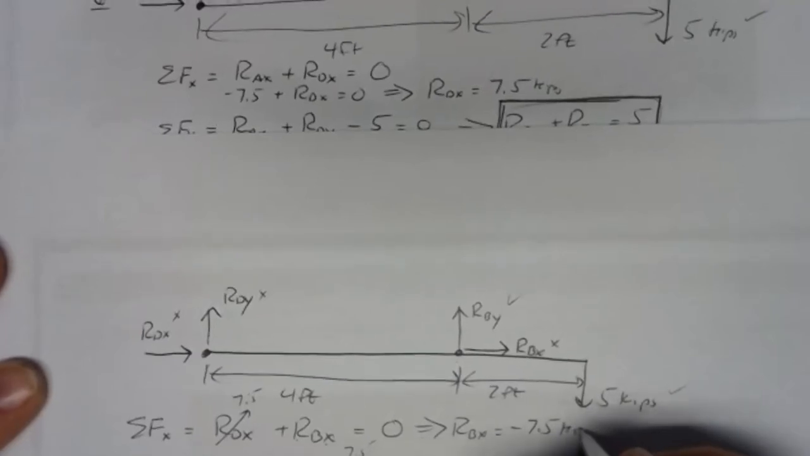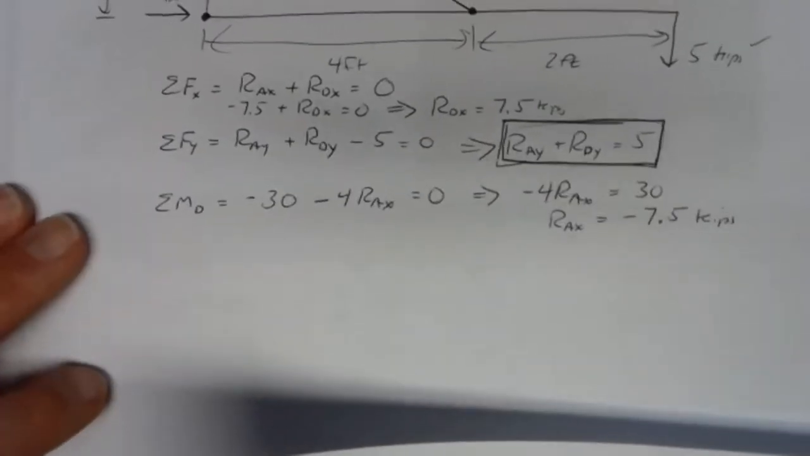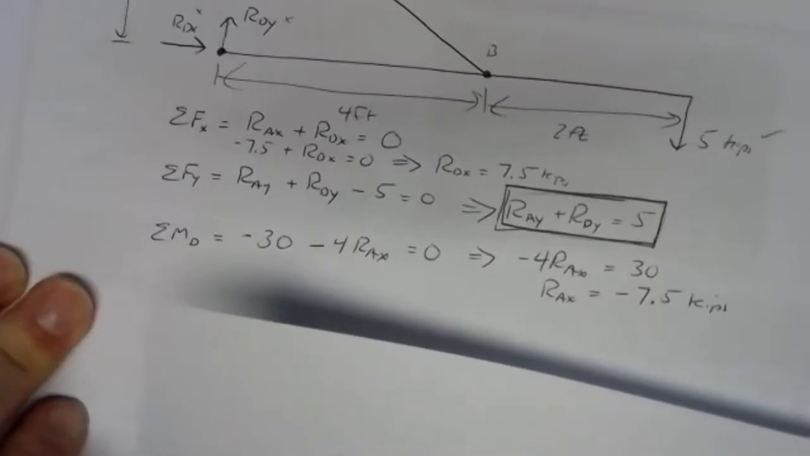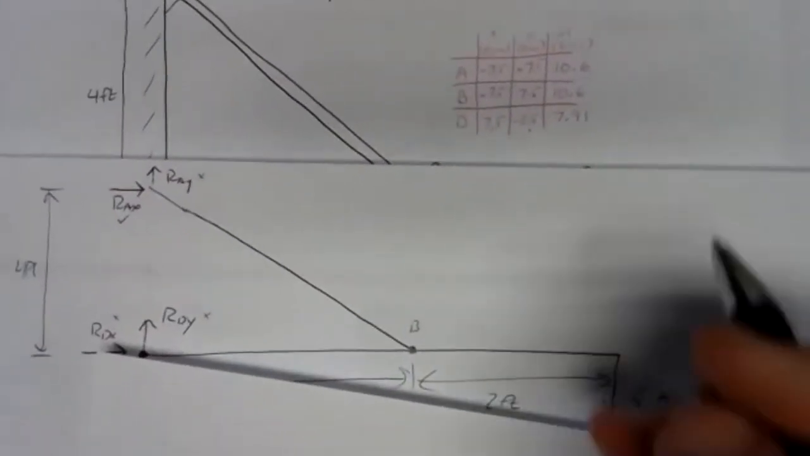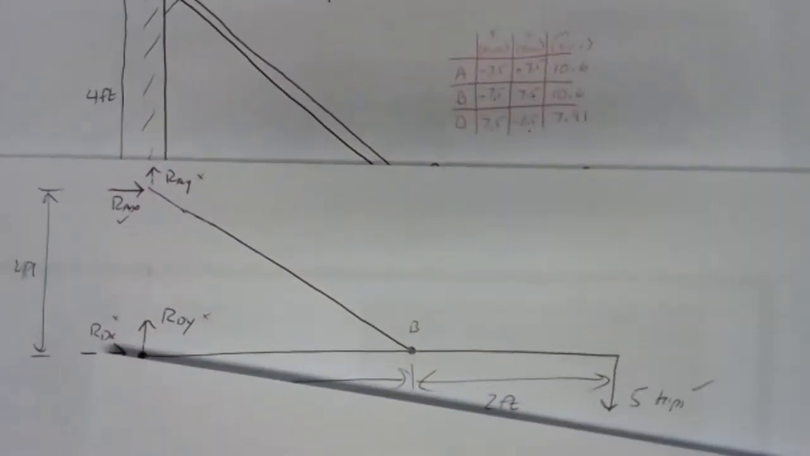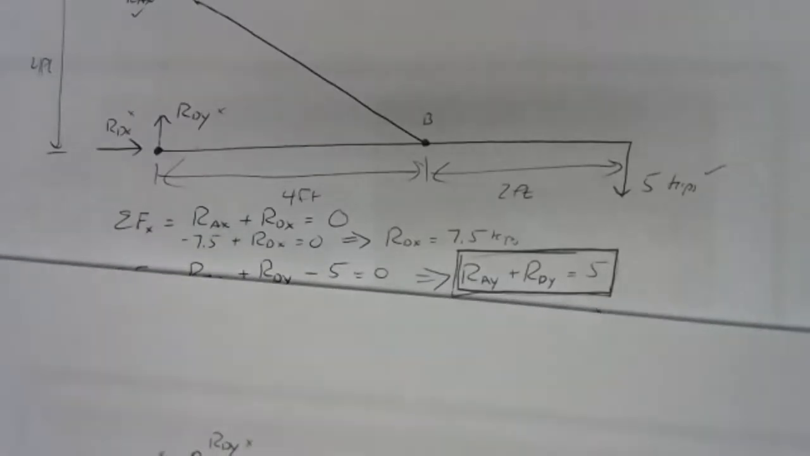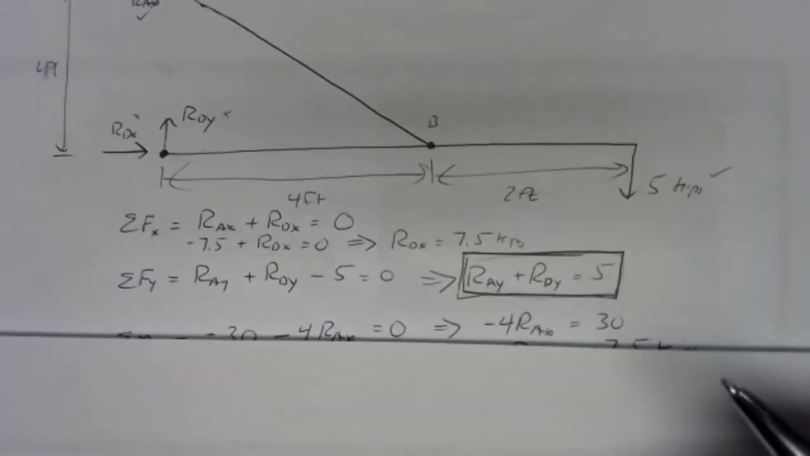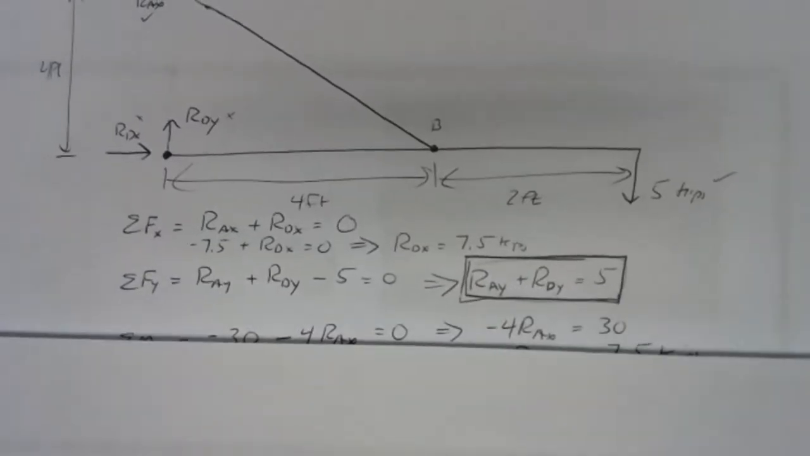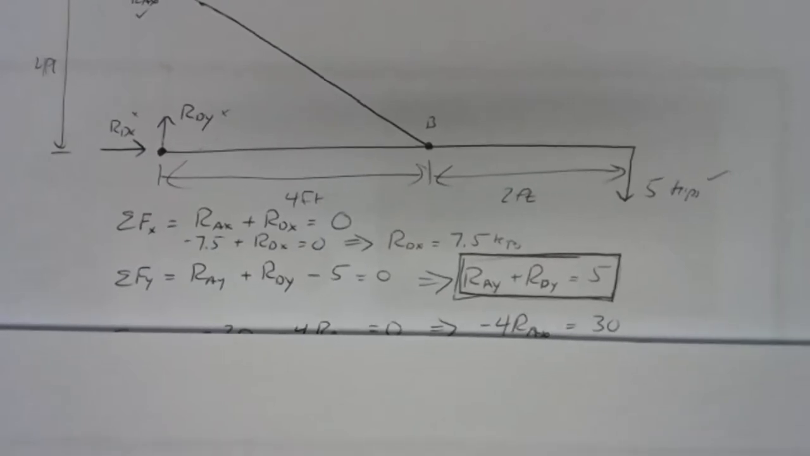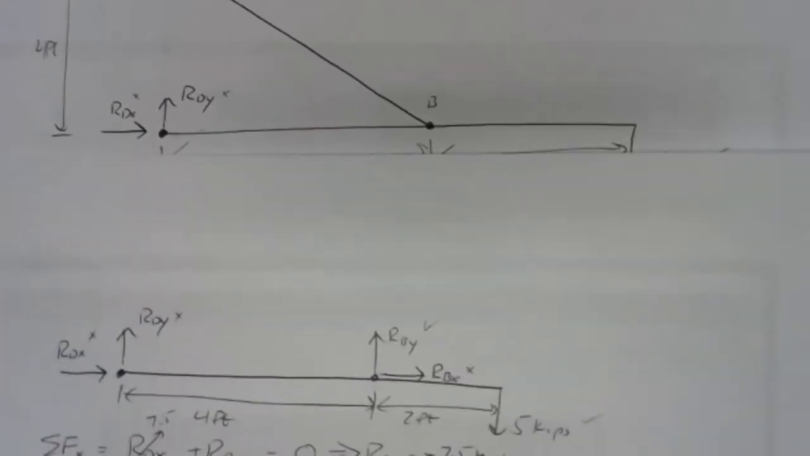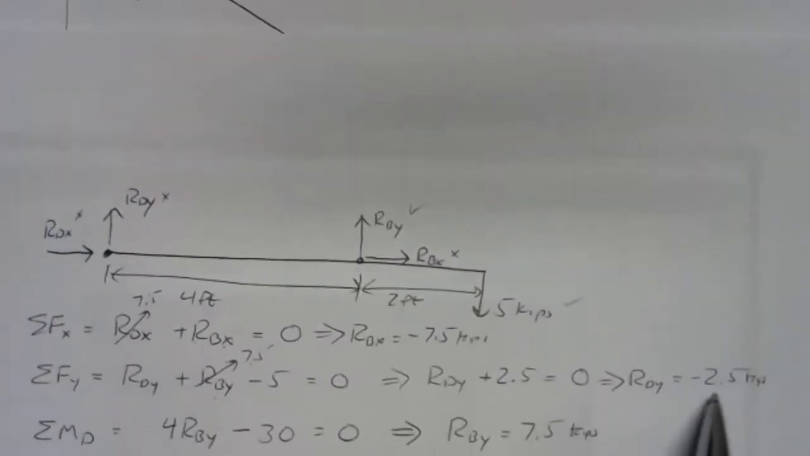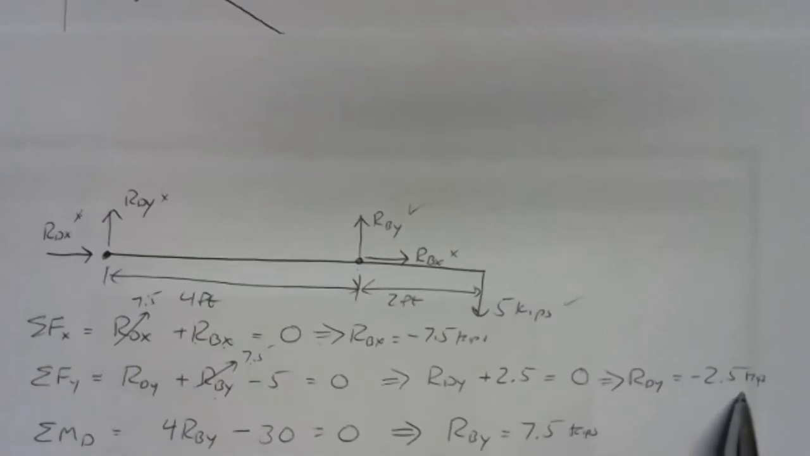Kips. And so we can fill that in our table. And R_Bx is negative 7.5. Then the last thing that we have to do is use this equation, the R_Ay plus R_Dy. Well, we figured out here, R_Dy is negative 2.5 kips. So we figured out over here, R_Dy was negative 2.5.